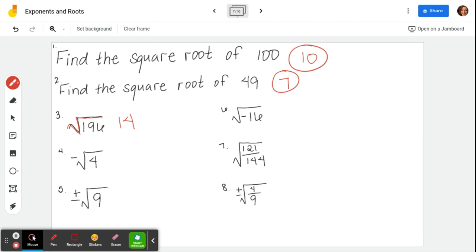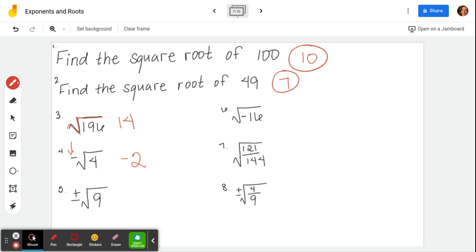If there's a number on the outside, or a sign on the outside, you just keep that sign. It's like what I was saying with the parentheses, with the order of operations. You would do the square root first. It's like an exponent. The square root of 4 is 2. Then put the negative on the outside.